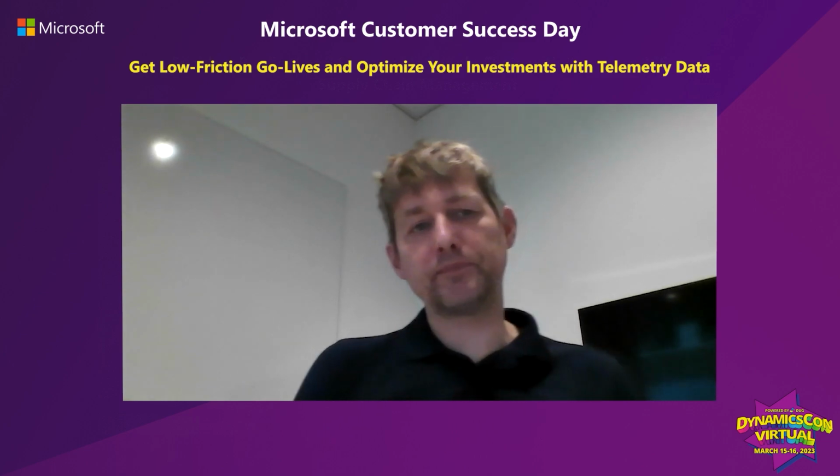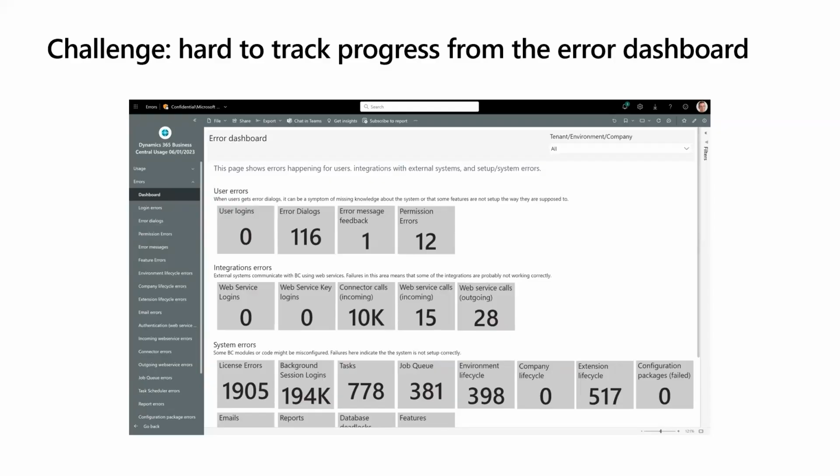Actually, not yet, because this error dashboard is just showing you all the errors that are stored in telemetry, right? So for Go Live, if you want to drive these down, how do you actually track progress? Well, you could take screenshots of this, and every day you could see if numbers are changing, but that's not really the way you want to work as a project manager, project sponsor, or a partner.